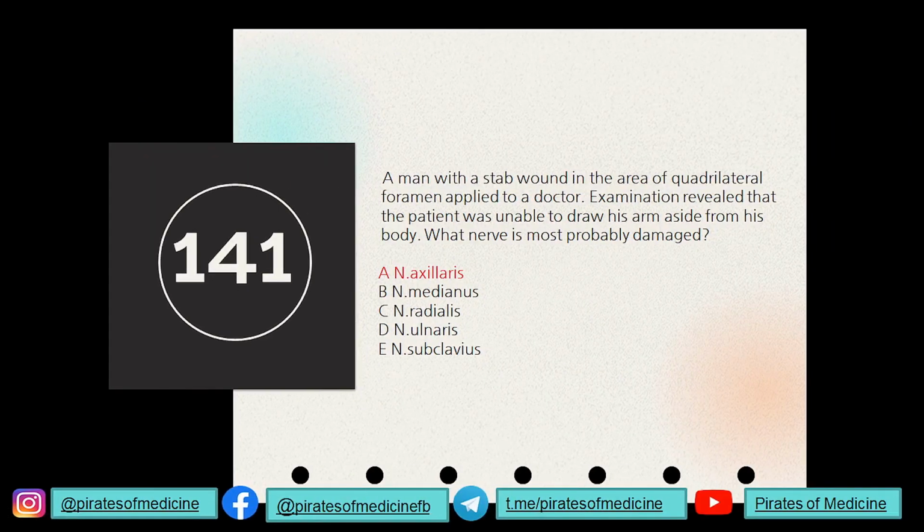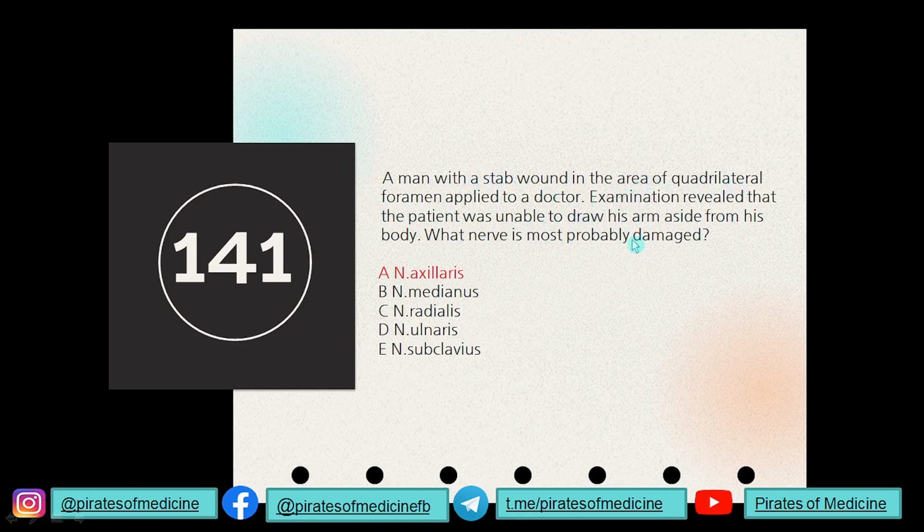141. A man with a stab wound in the area of the quadrilateral foramen applied to a doctor. Examination revealed that this patient was unable to draw his arm aside from the body. What nerve is most probably damaged? So the patient was not able to abduct his arm from the body, and the stab wound is in the area of the quadrilateral foramen.